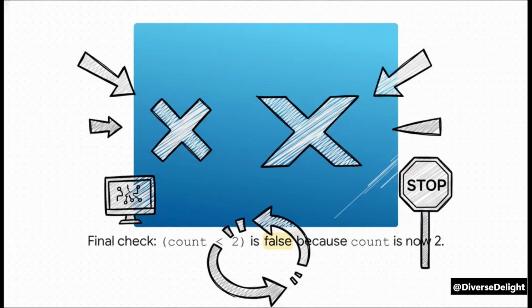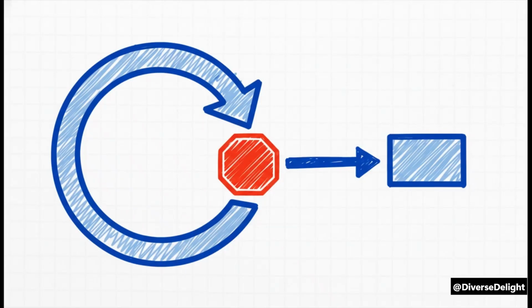Okay, here's the big moment. The computer goes back to the top for one final check. It asks, is count, which is now 2, less than 2? And for the very first time, the answer is no. 2 is not less than 2. The condition is false. And that's the off switch. Because that condition finally became false, the loop terminates. It's done. The computer completely skips the code inside the loop and just moves on to whatever's next. And just like that, our message was printed exactly 2 times.